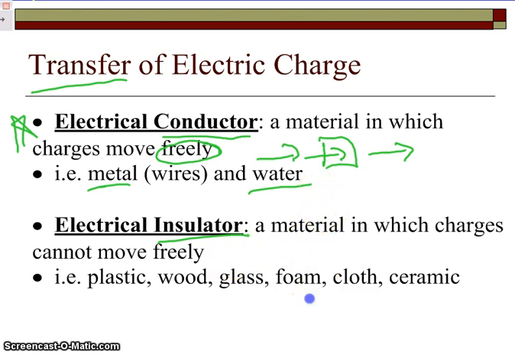Insulators, on the other hand, are kind of the opposite. If I draw my insulator, you can see a charge building up, and then occasionally the charge is actually going to make it through, but not nearly as efficiently as up here at the top. So charges don't move freely. Look at things like plastic, wood, glass, foam, cloth, ceramic. All of these are electrical insulators. In other words, charges cannot, keyword cannot, move freely. Pretty easy concept, something that we're going to reinforce with you tomorrow.